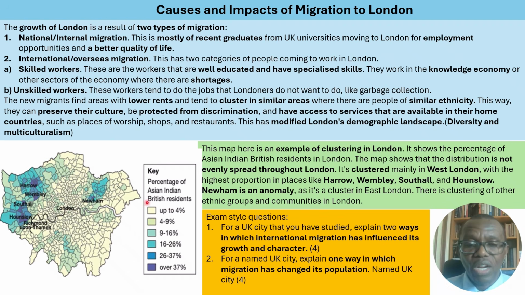And then for the second question, for a named UK city, explain one way in which migration has changed its population. So again, you'd be talking about the multiculturalism that has taken place and the ethnic diversity that has taken place. And you would talk about the clustering of different ethnic groups in certain areas of London and so on.